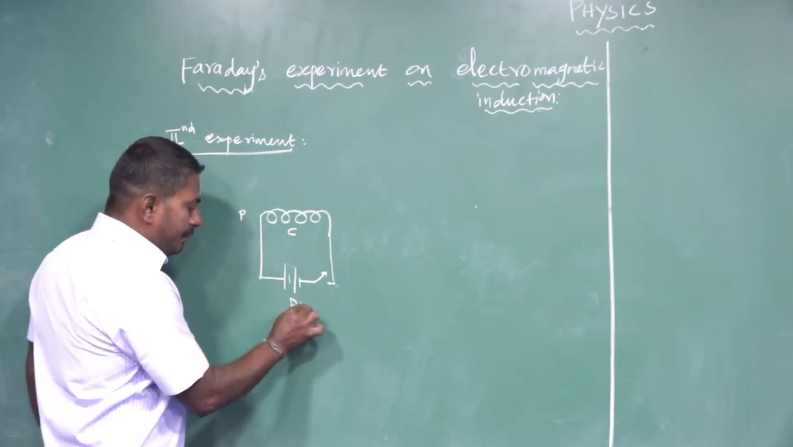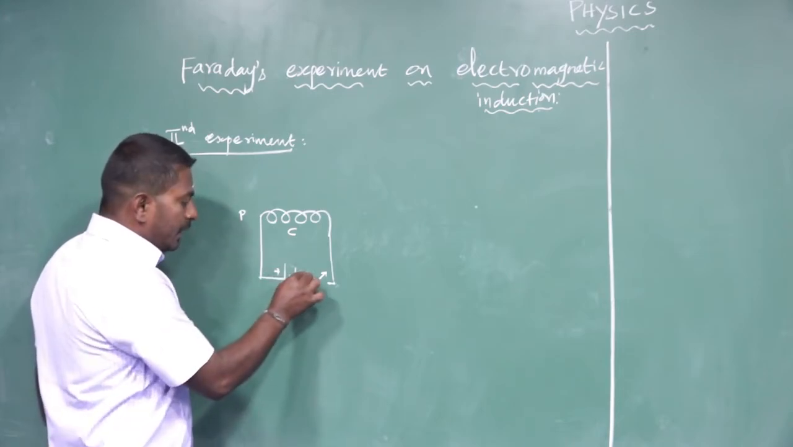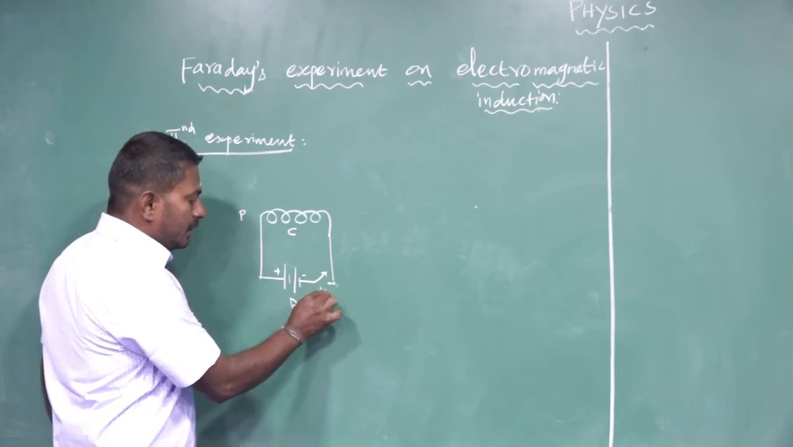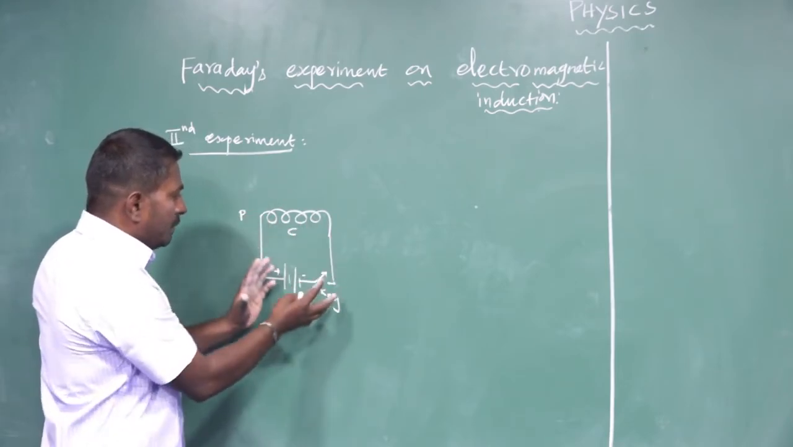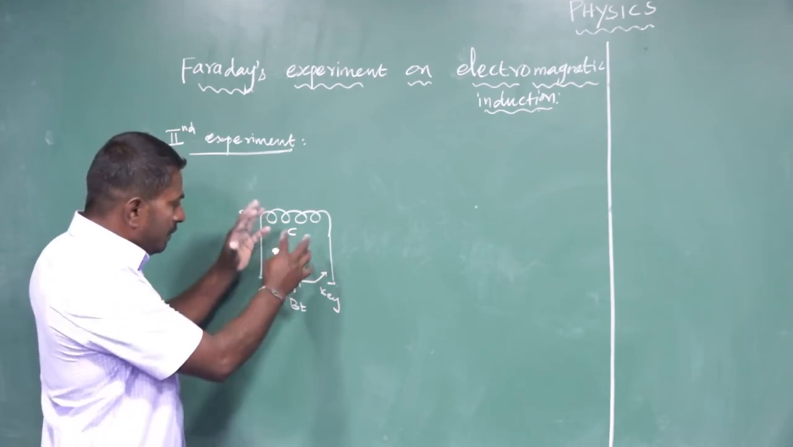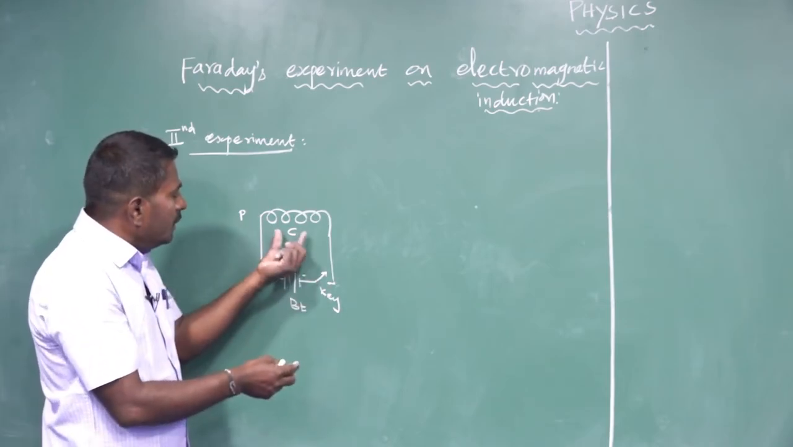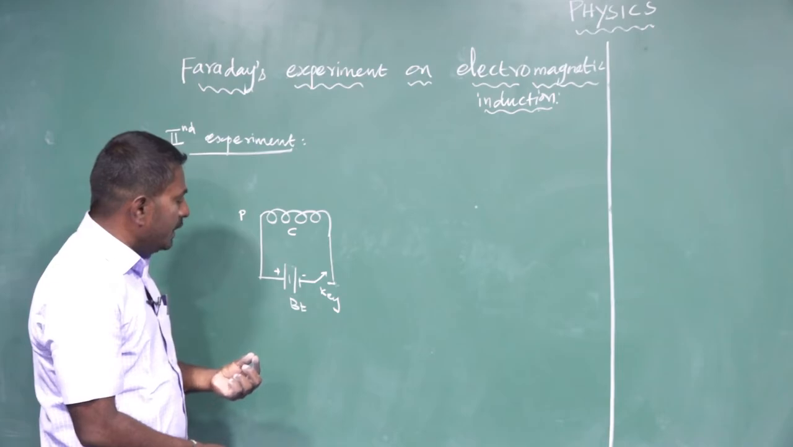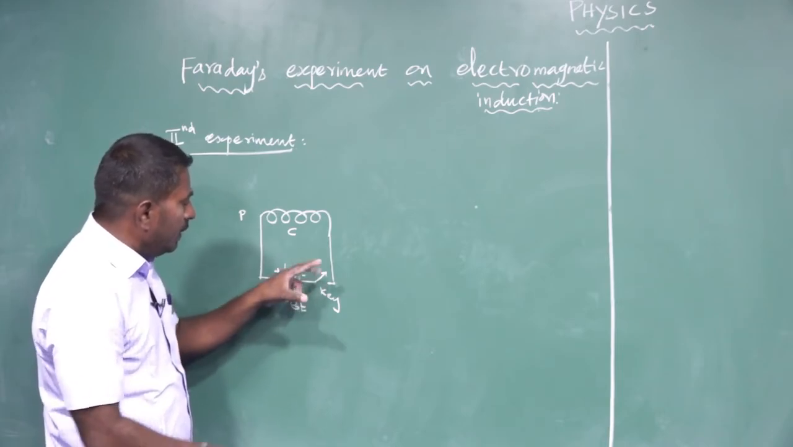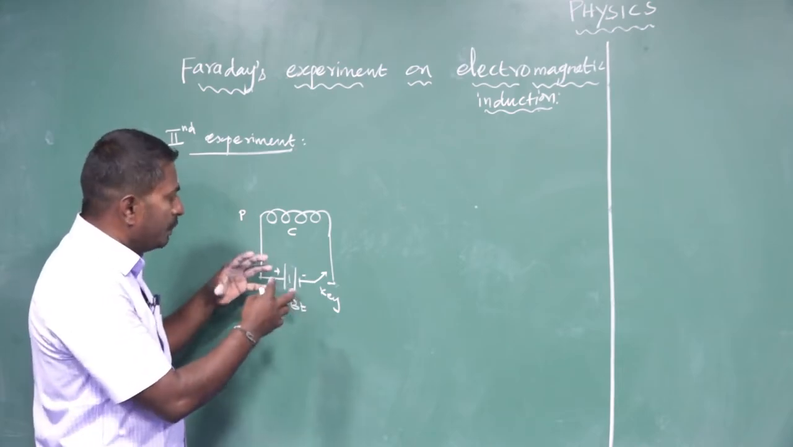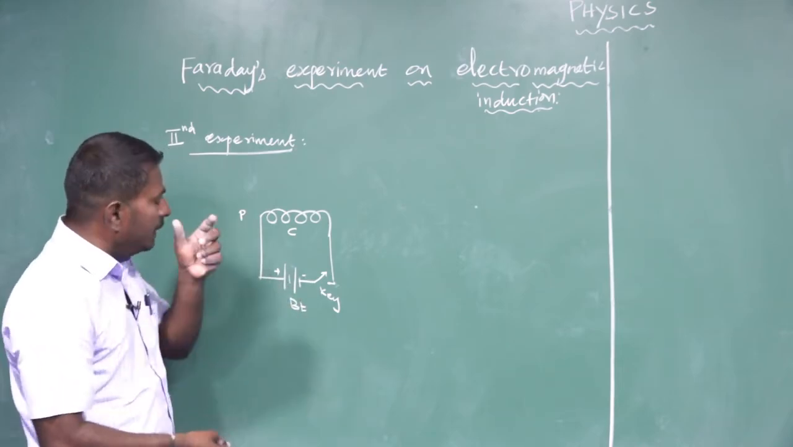A battery, with the positive terminal and the negative terminal of the battery, and a key, all connected in series. So it is called the primary closed circuit. The primary closed circuit consists of a thin insulated coil of wire, battery BT, then key, all connected in series, forming the primary closed circuit, that is called the primary coil.